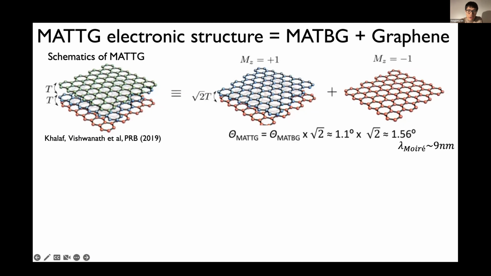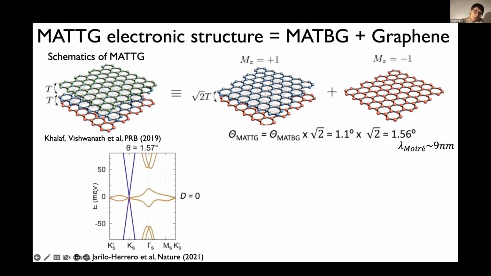And the only change is that the twist, or the magic angle, changes because of the geometric condition. Instead of 1.1 degrees, now 1.56 degrees is the magic angle for trilayer. If you convert this number to the moiré length scale, you get 9 nanometers instead of 13 or 14 nanometers for the bilayer, which actually motivated us to look at this system, because it probably means that the Coulomb interaction could be stronger in this case.